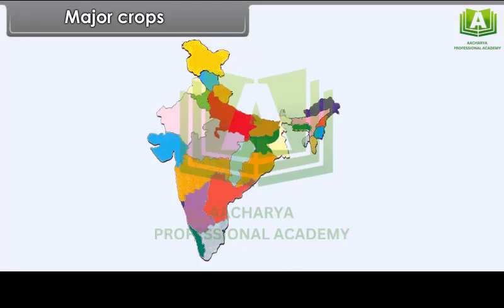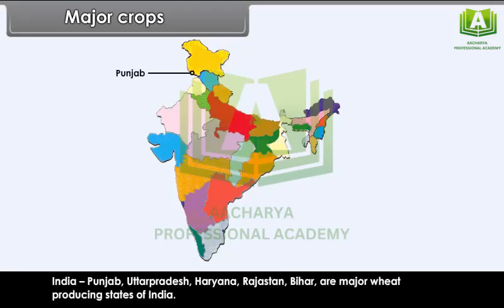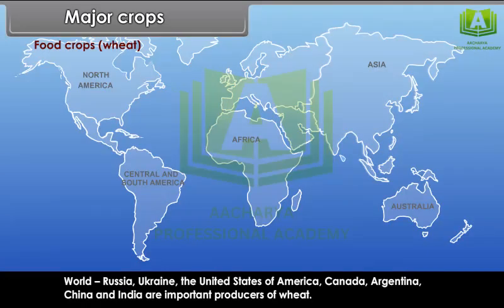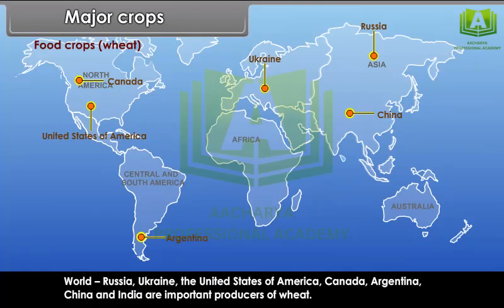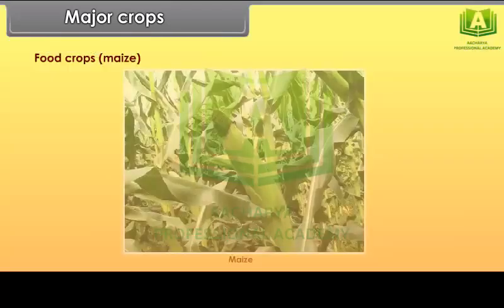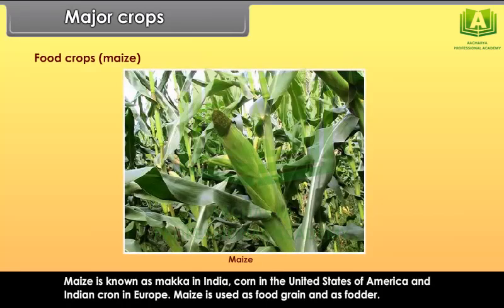Production areas. India: Punjab, Uttar Pradesh, Haryana, Rajasthan, Bihar are major wheat producing states of India. World: Russia, Ukraine, the United States of America, Canada, Argentina, China and India are important producers of wheat. Maize. Maize is known as Makka in India, corn in the United States.